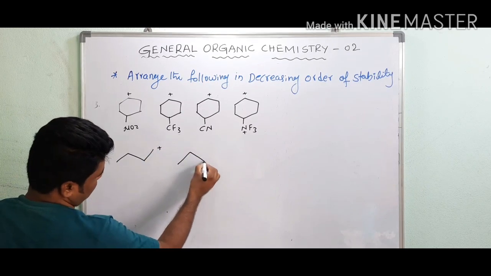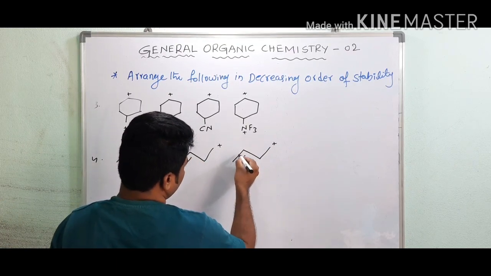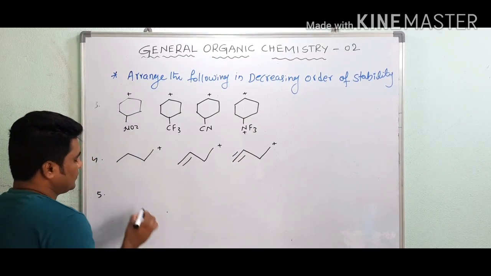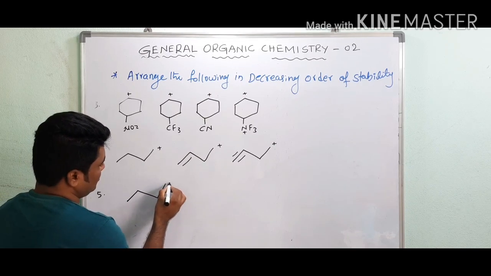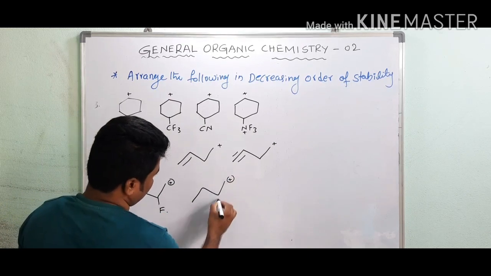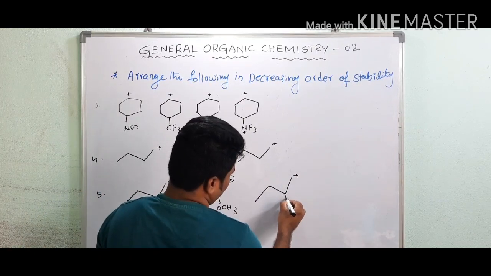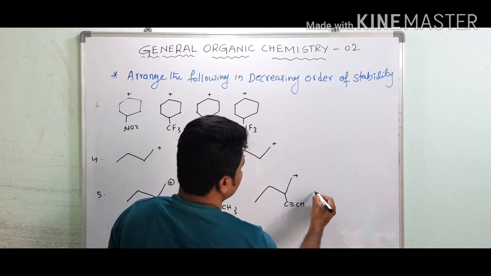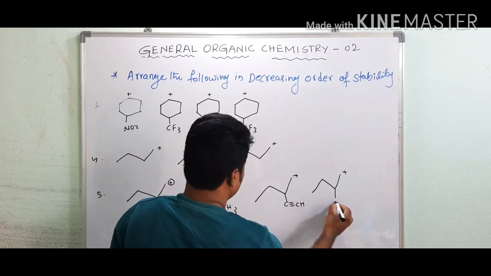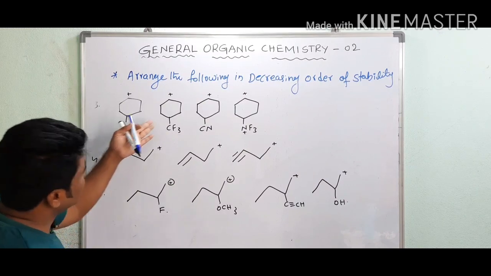Now see one more, fourth: plus charge, plus charge, plus charge. Okay. Now fifth question: fluorine, OCH3, C triple bond CH. Then there is one more, that is OH.